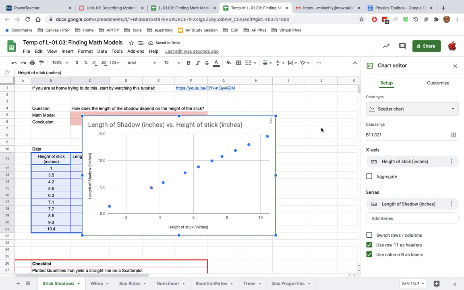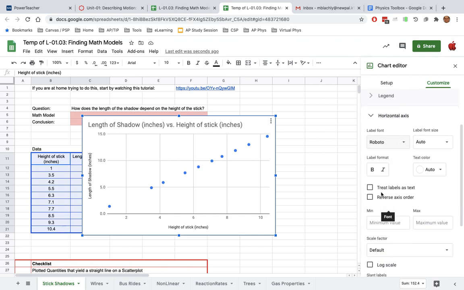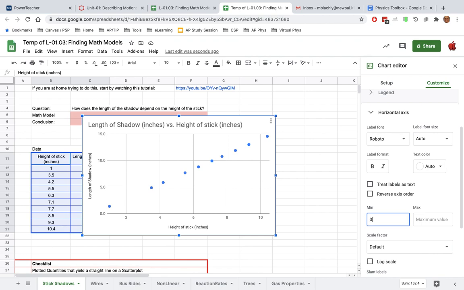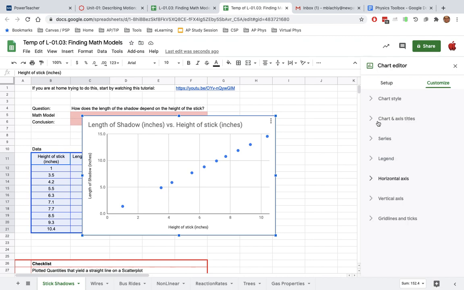Okay? The next thing we're going to do, since it looks like it's a nice straight line, is we're going to customize it. So we're going to click on Customize, and we're going to do a couple things. The first thing we're going to do is go to Horizontal Axis, scroll down, and make the minimum 0. Okay, that way the graph goes all the way to 0, 0. We need to see the intercept on the graph in order for us to make use of it. So once we make that 0, we can collapse the horizontal axis.